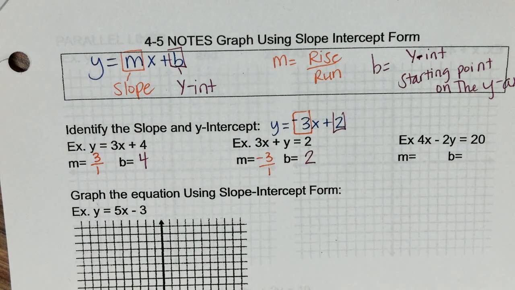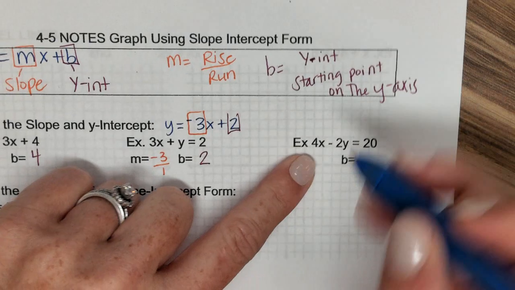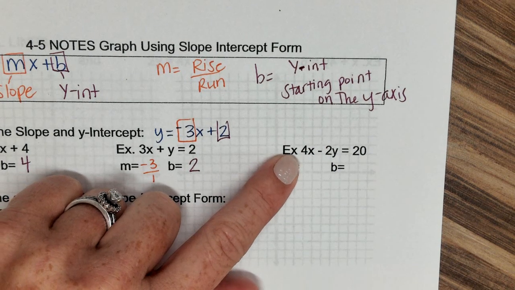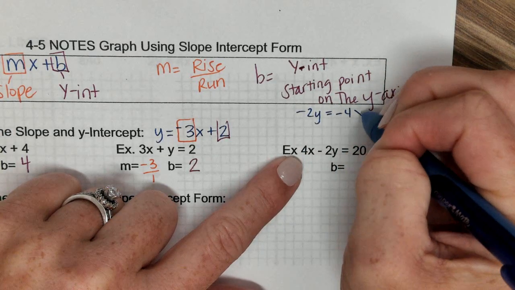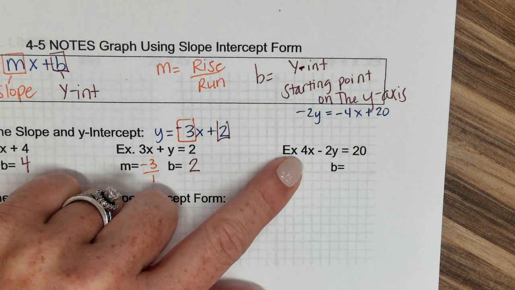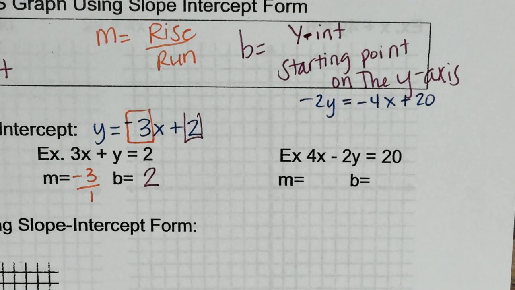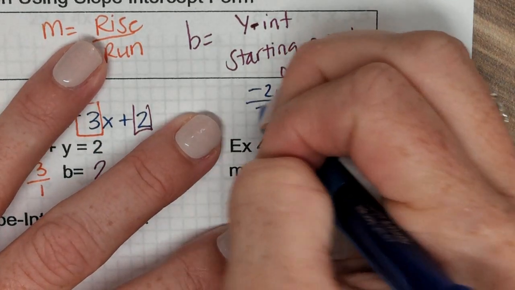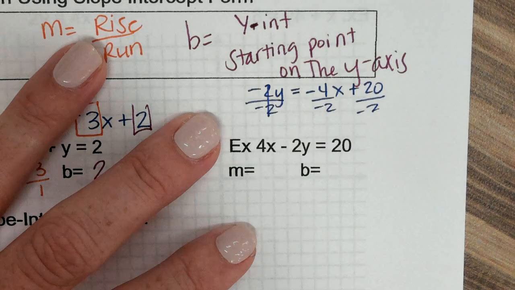All right, the next one. What's the first thing we need to do? Rearrange it. So I'm going to go up here. How would I get this 4x to the other side? So I would have negative 2y equals negative 4x plus 20. How would I get rid of the coefficient negative 2? Divide everything by negative 2. Now I need to simplify, yes?